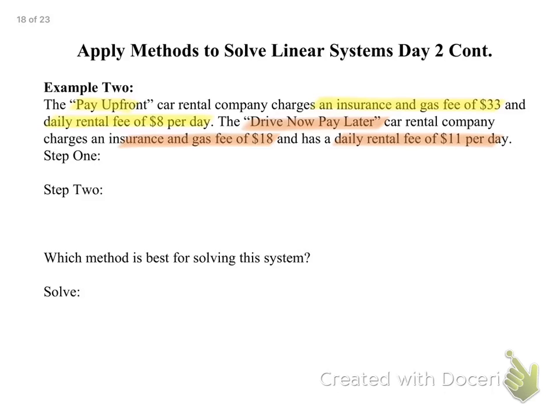Remember, our first step when it comes to these problems is to define our variables. We need to figure out how much it's going to cost us. So we can make y equals cost, and we can make x that rate of change, which in this case is our days. How many days is it going to take for us to use this car?